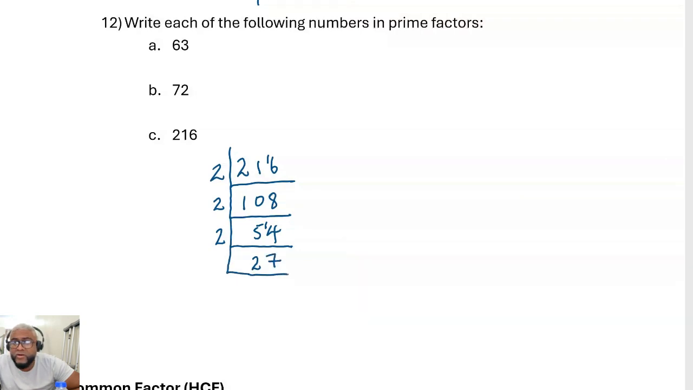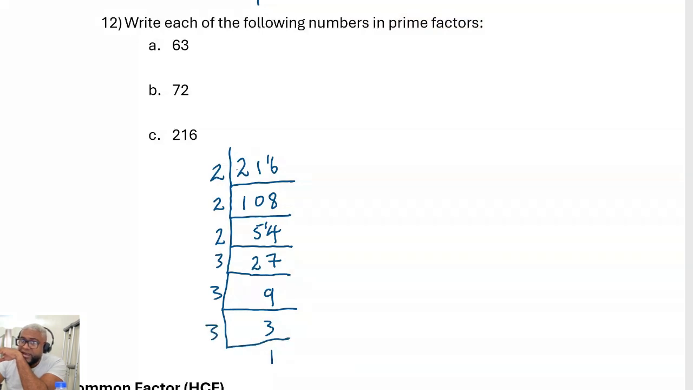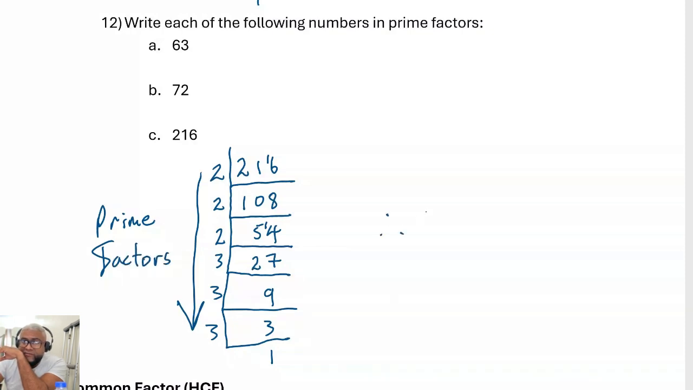Now, can 2 go here again, Sapphire? No, sir. What's the next prime number we could go to? 3. 3 into 27 is 9. Excellent. Can we use 3 again? Yeah. 3 into 9 is 3. And then 3 into 3 is 1. So all these numbers here are my prime factors. Okay?